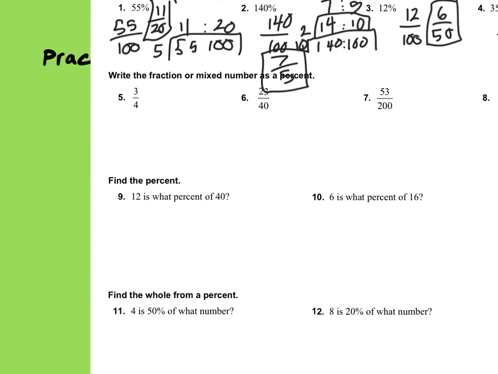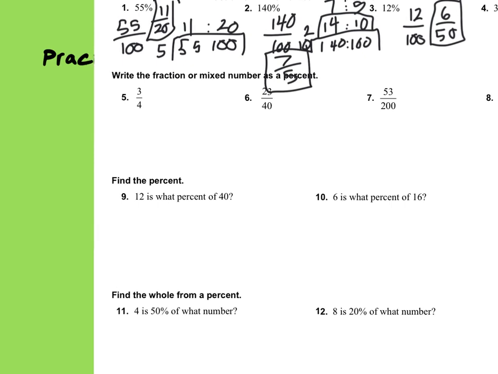Write the fraction or mixed number as a percent. Well, this is what I want you to do. I would like you to use your calculator here. And you're going to go 3 divided by 4, and you're going to get this. When I divide 3 divided by 4, I get 0.75. Now we're just going to move this decimal over 2 places, and that's your percent, 75%.